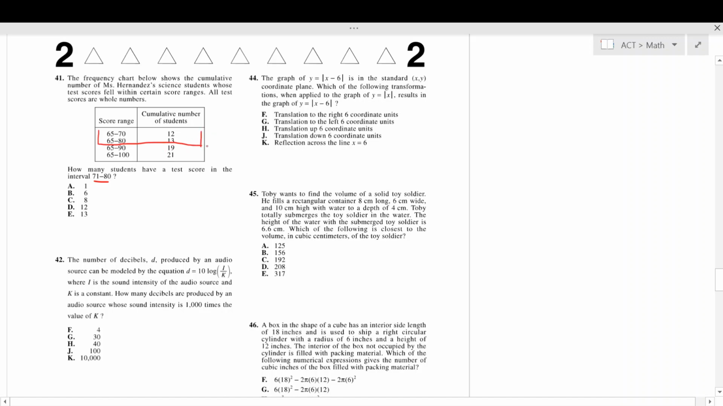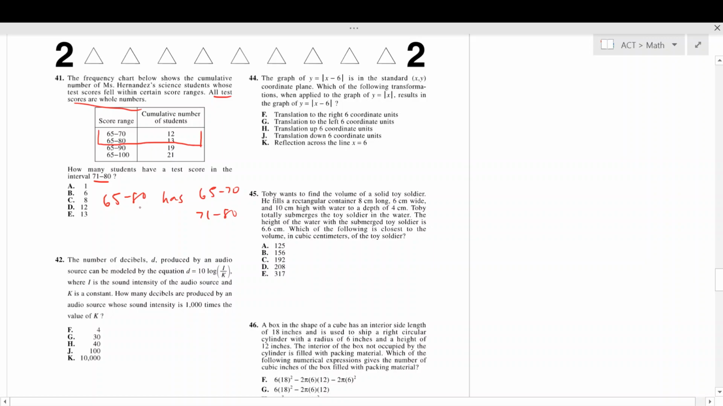Let's draw one more line. So our answer will come from there. So let's think about it. The interval 65 to 80 has all the students in 65 to 70, right? So I'm going to write it out. 65 to 80, this interval, has all the students from 65 to 70, and also all the students from 71 to 80, because all test scores are whole numbers. So it can't be from like 70.9 to 80. It has to be from 71 to 80. It has to be whole numbers. It has the students from 65 to 70 and 71 to 80.